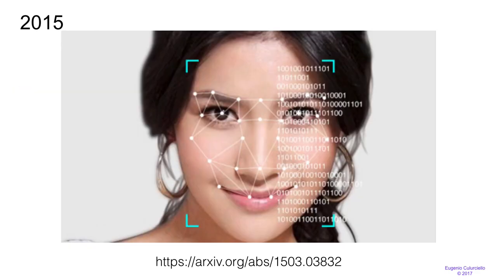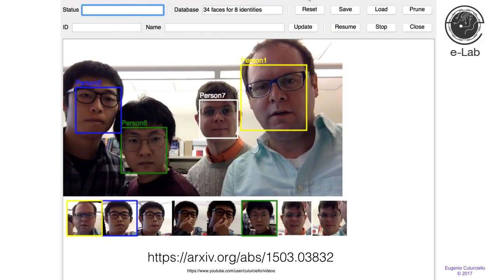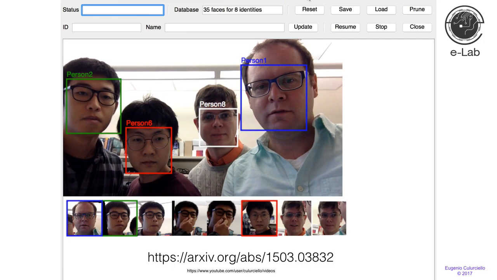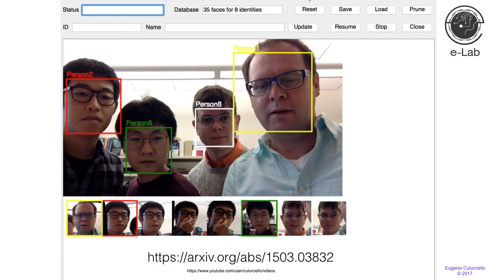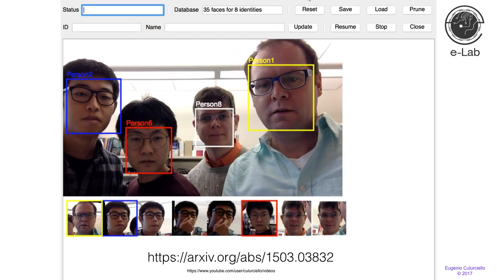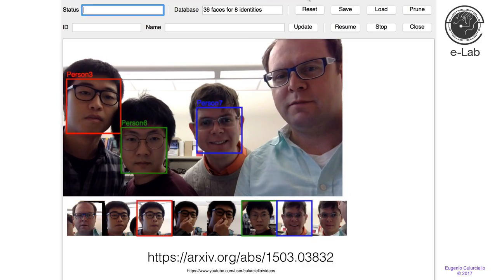So in 2015 also is the year of face detection, in the sense that deep neural networks, this is an example from our lab. I can probably mute that, but okay. So the idea was that this deep neural network actually became better than humans in recognizing faces.